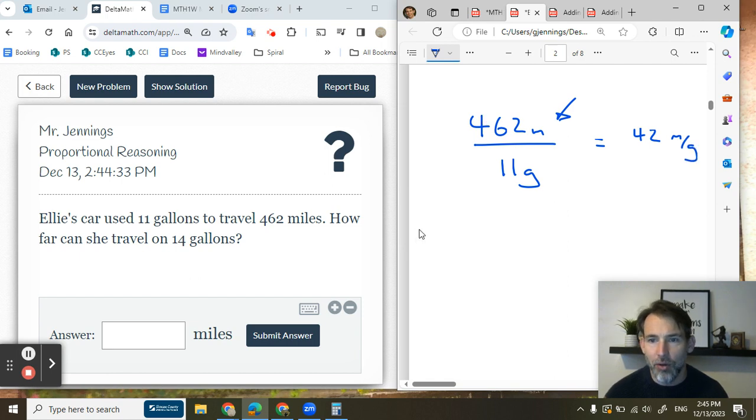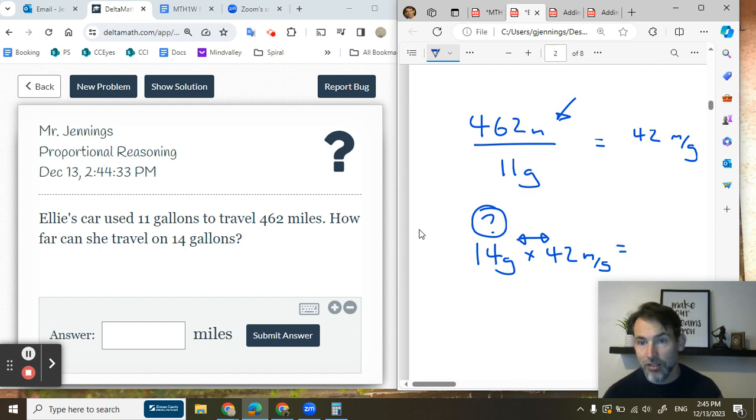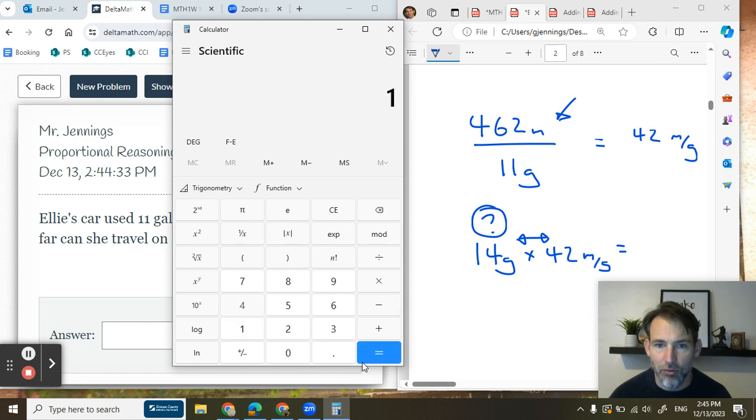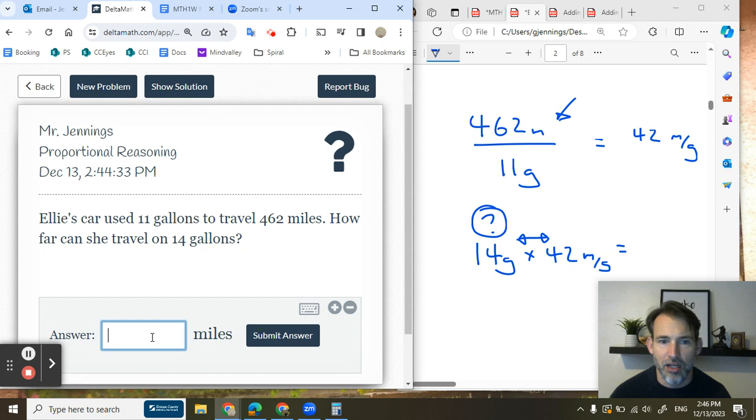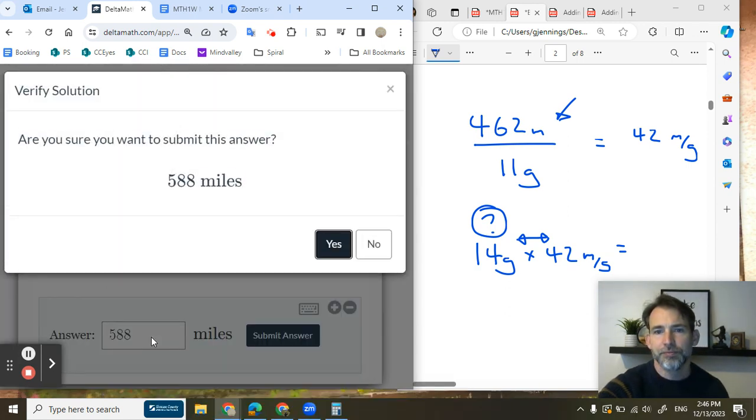Okay. And now we want to know about 14 gallons. How far will she go? This is the question that we want to answer. And so I just multiply that by the unit rate, because she goes 42 miles per 1 gallon. And so doing this multiplication will tell me how far she goes on 14 gallons. And I don't really want to do that in my head. I can, but I don't want to. 14 times 42 equals 588.